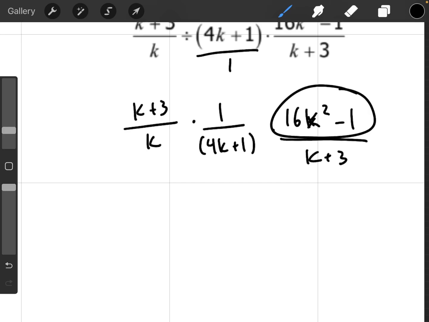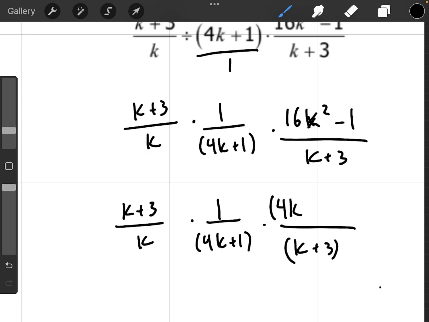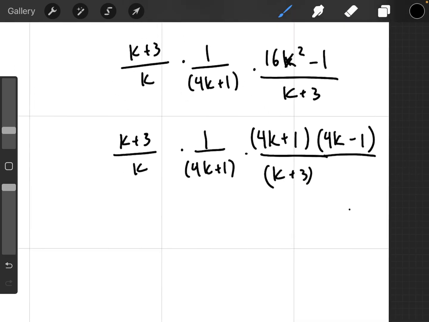Then we can cancel out. Actually, before we cancel out, we'll have to factor this difference of squares here. The square root of 16 is 4. The square root of k squared is k. The square root of 1 is 1. So we'll set this up here, plus and minus.